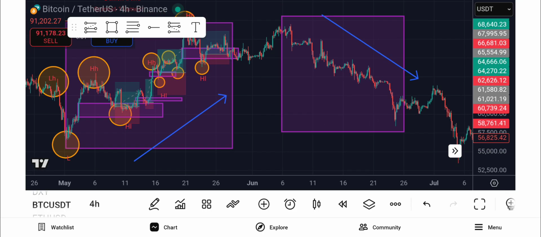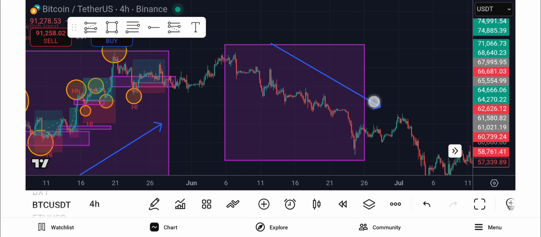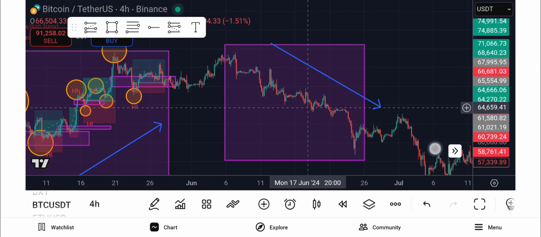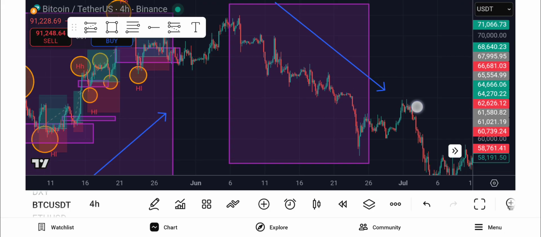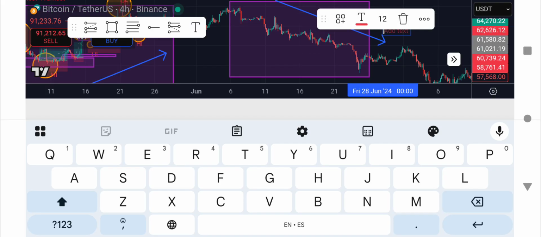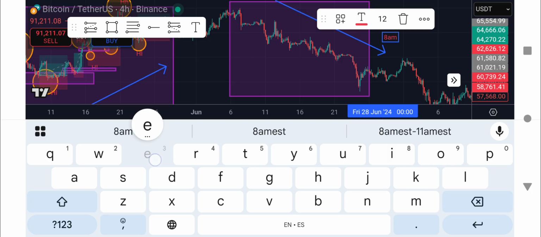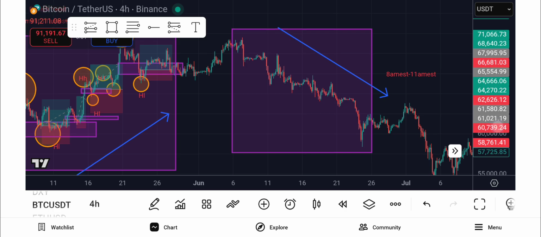Next, we're gonna be doing how to identify a downtrend on Bitcoin. So this is going down, right? So how do we identify it? Basically the same way we did it last time. You know what, to save time, let me just mark 8 a.m. Eastern to 11 a.m. Eastern, because that time is very important. I'm going to put bearish trend here.